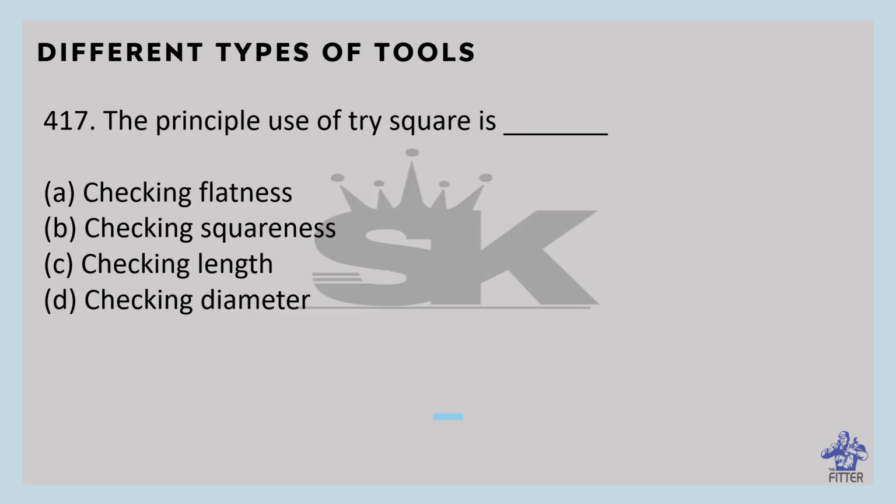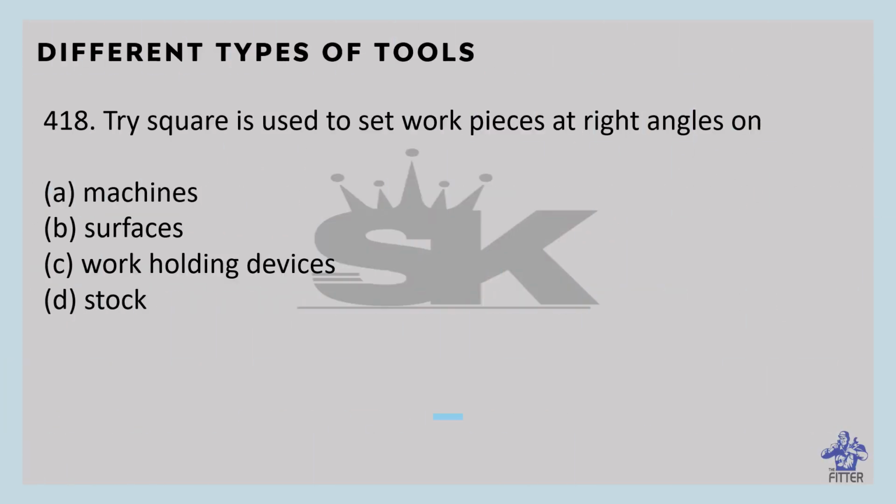The principal use of tri-square is that it is used to check squareness. That is the principal use of tri-square. Tri-square is used to set workpieces at right angles on work holding devices. Tri-square is made of hard steel. It is also called engineer's square. It has two main parts, we know that, blade and stock, that are set at 90-degree angle.